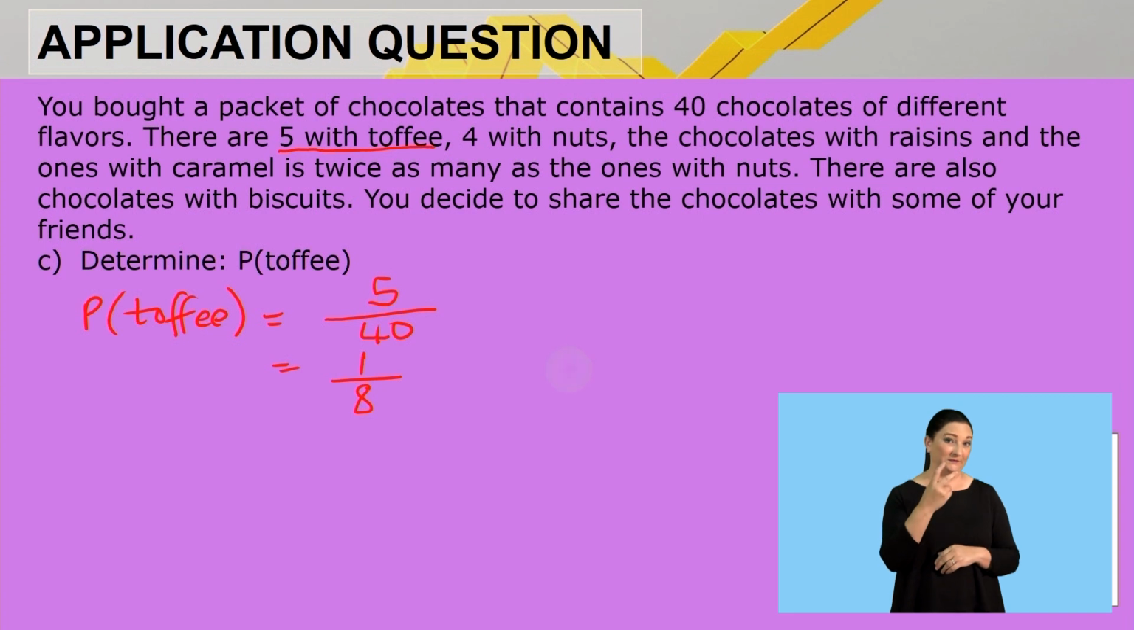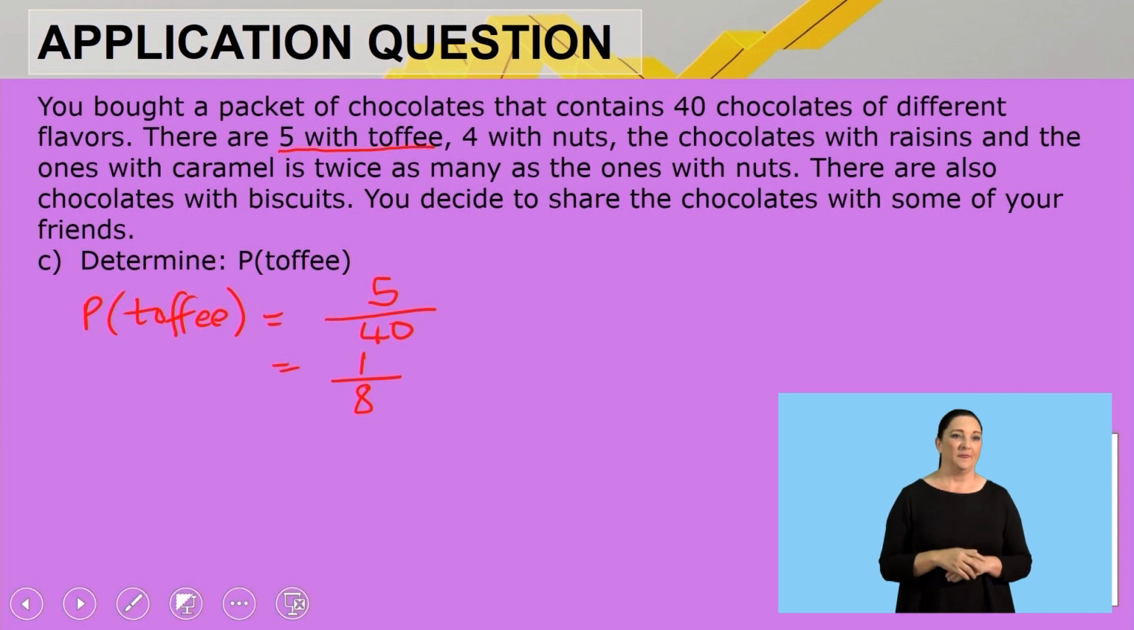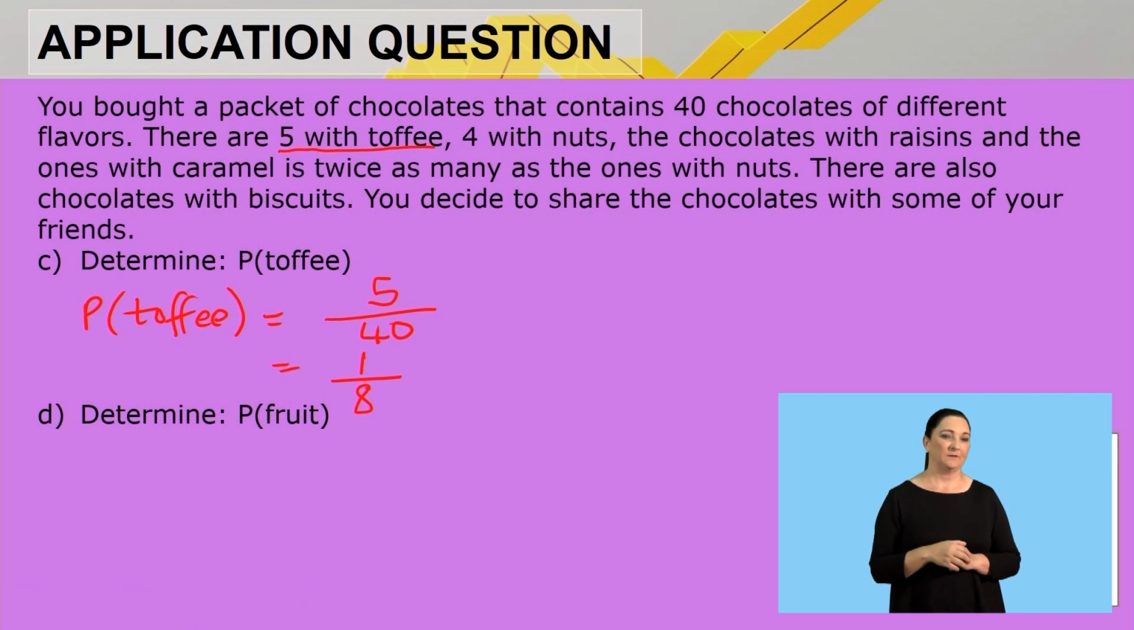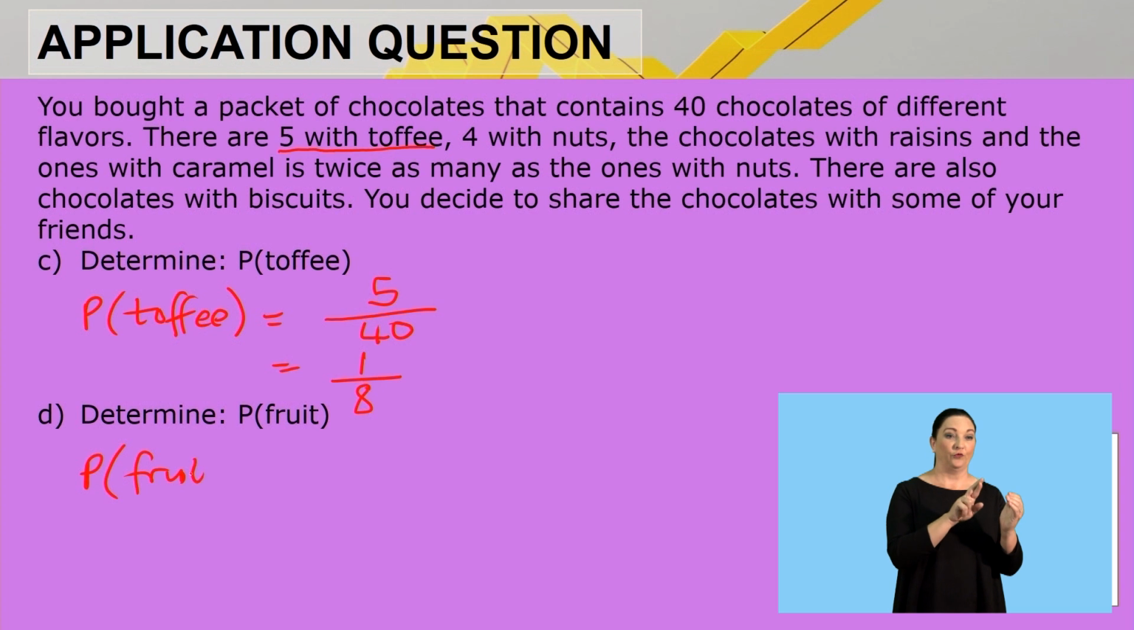Okay, I hope question C is also clear to you. Let's look at our next question. In question number D, I'm saying determine the probability of one of your friends selecting a chocolate with fruit. Now, when we look at the scenario, it's clear that none of these chocolates will have fruit in it. We agree. So therefore, I will indicate this, the probability of selecting a chocolate with fruit.